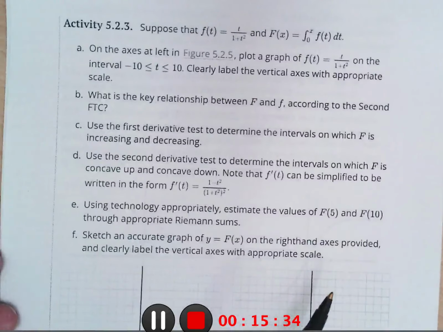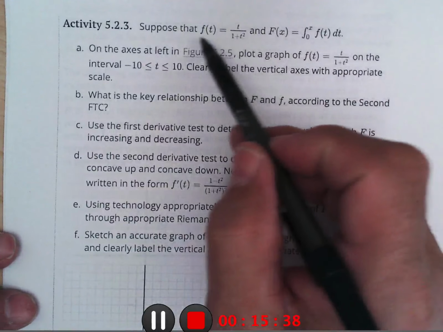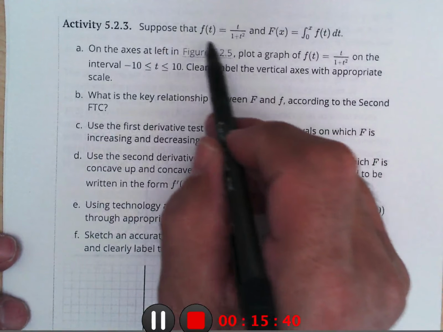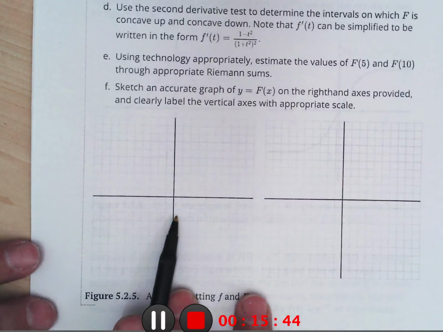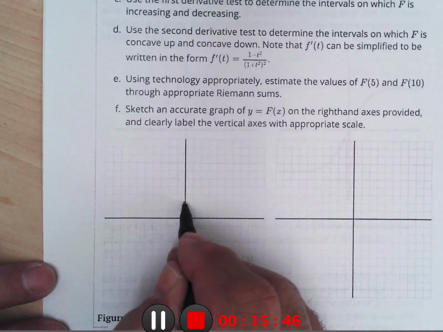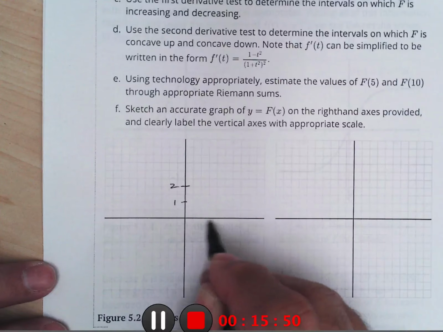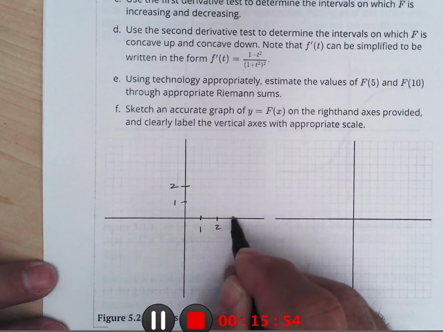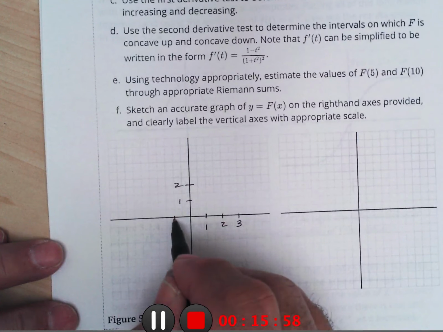Now, activity 5.2.3, and we're going to be doing basically the same stuff. They provided a graph down here for us to graph on. So I'm going to make it 1 and 2 and 3. They asked us to go to 10, but I'm not going to go that far. It gets rather boring out there.